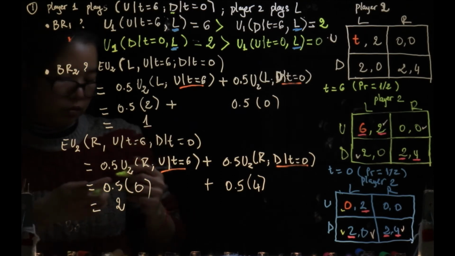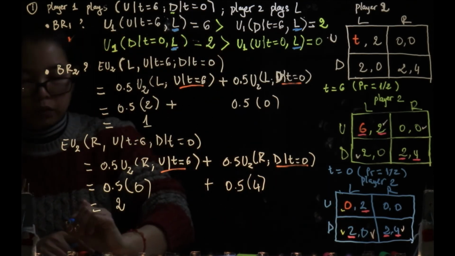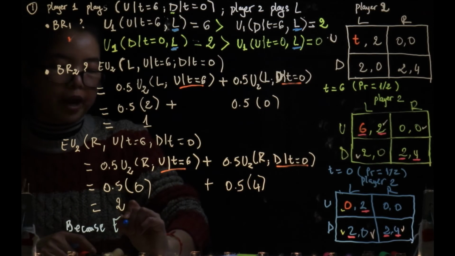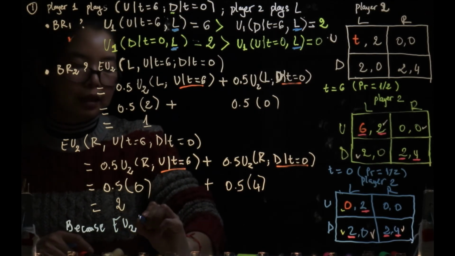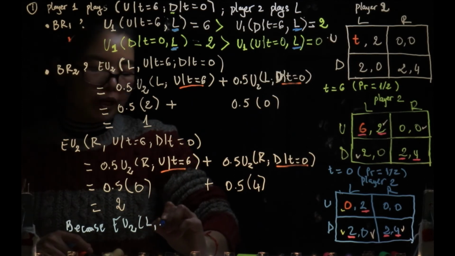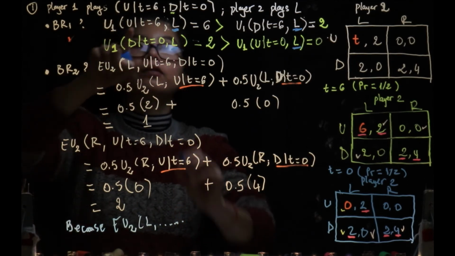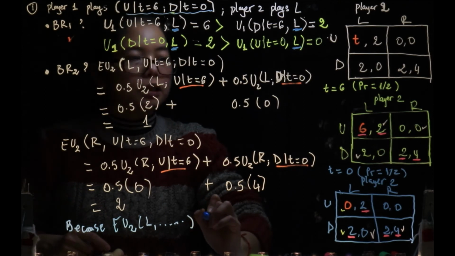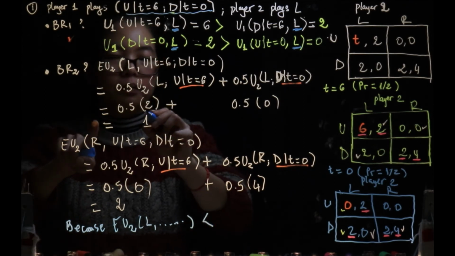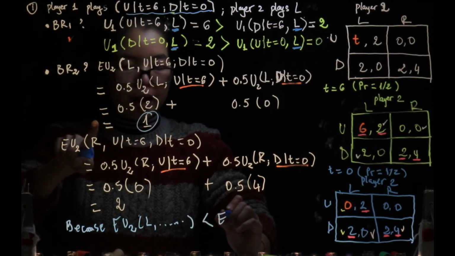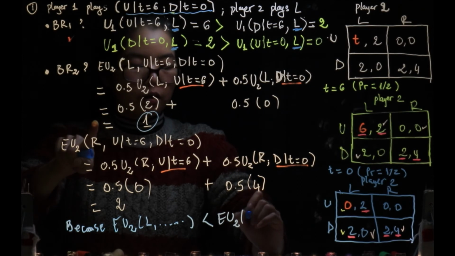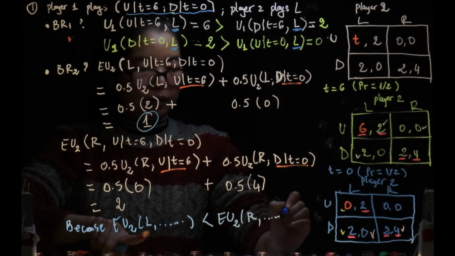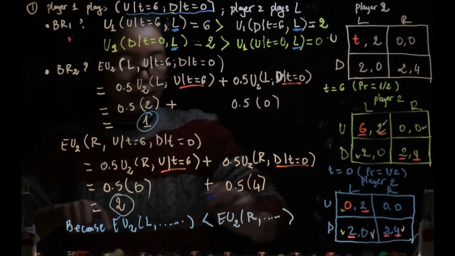I got messed up again with the marker. Because the expected payoff of player 2 when he plays left and the first player plays the strategy I abbreviated here, is smaller than the expected payoff he would have earned if he plays right and the other plays the same strategy again, 2, right?